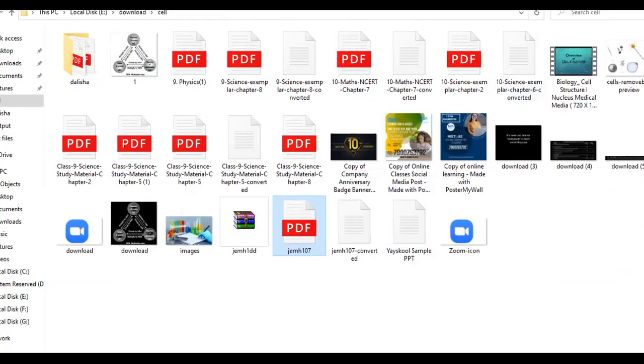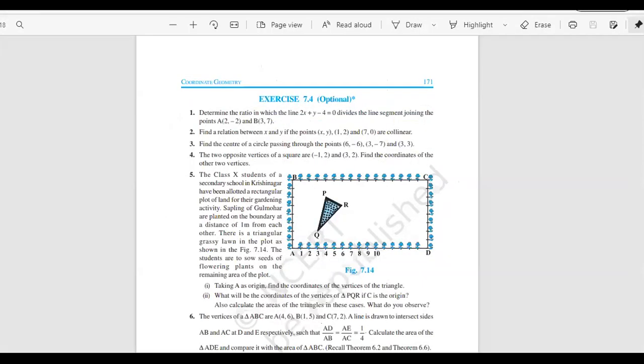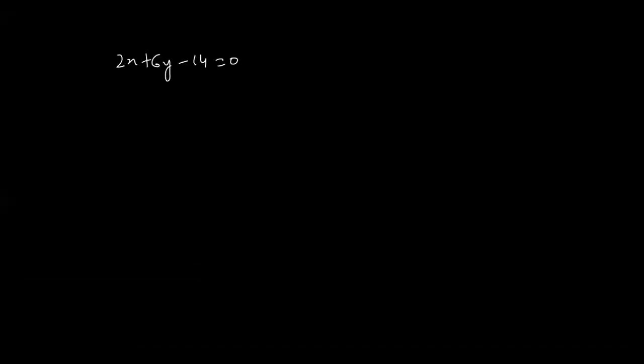Actually, we have a question. Determine the ratio for the line. This line segment is being given to you. 2x plus y minus 4 divides. These are the 2 points: 2 comma minus 2 and 3 comma 7. So this has been given to you.